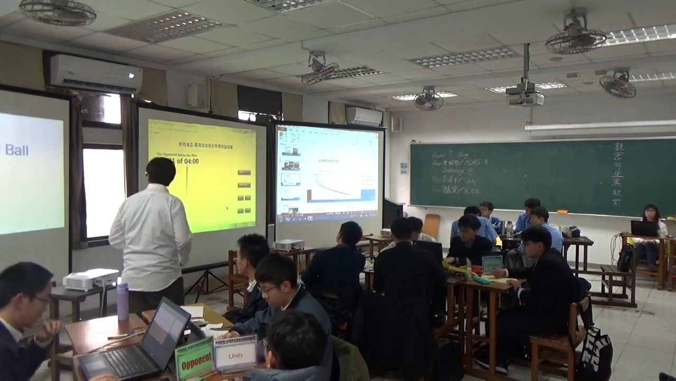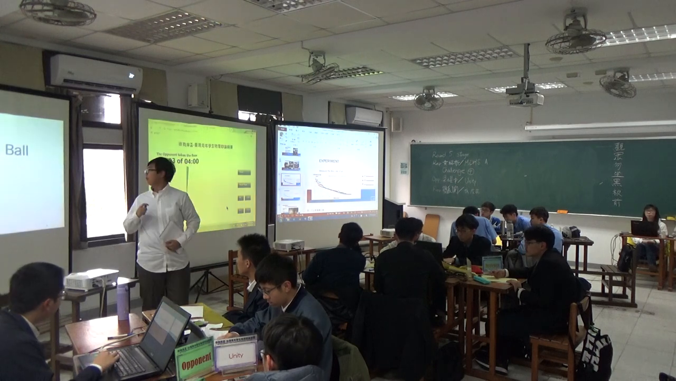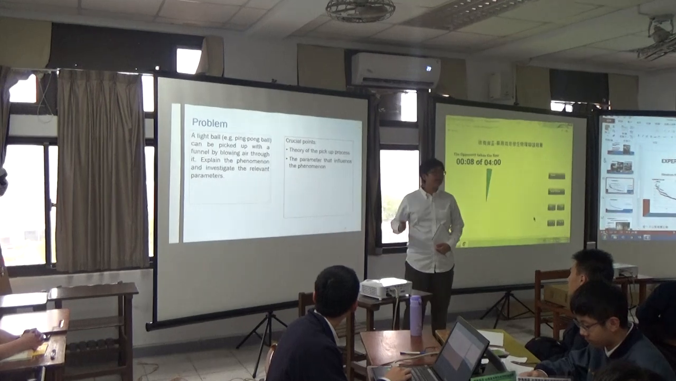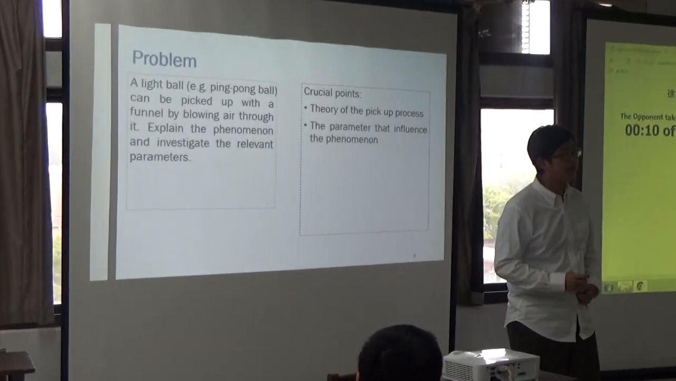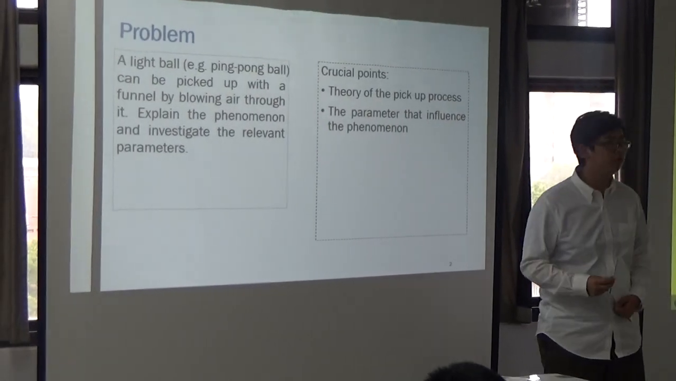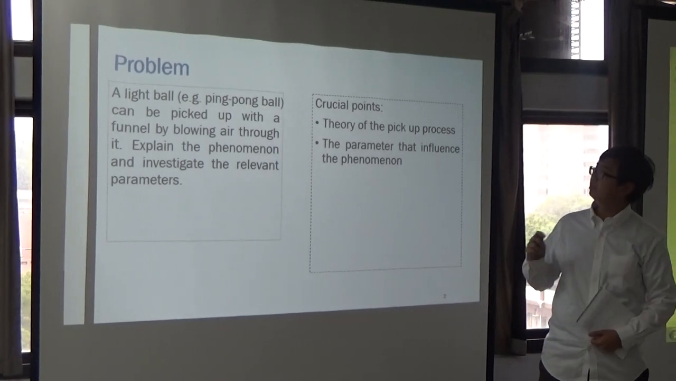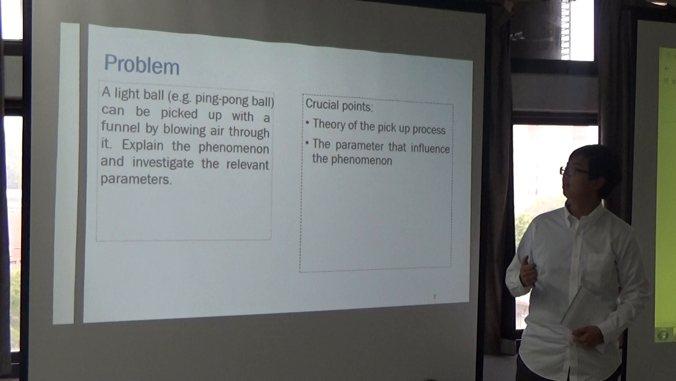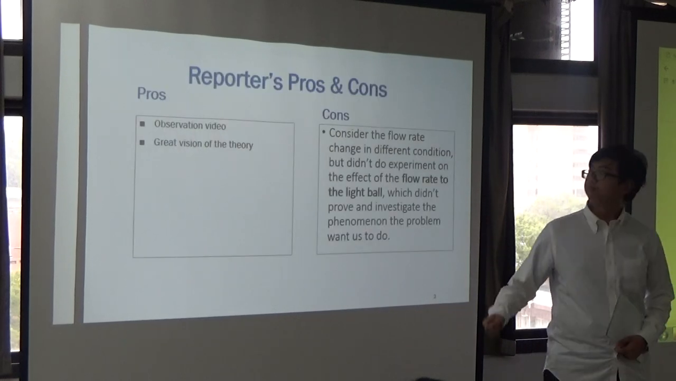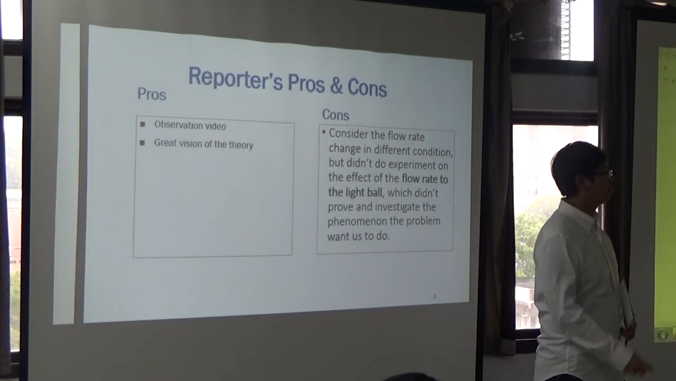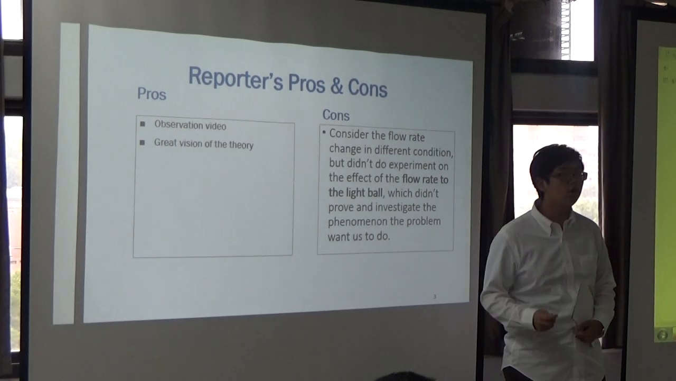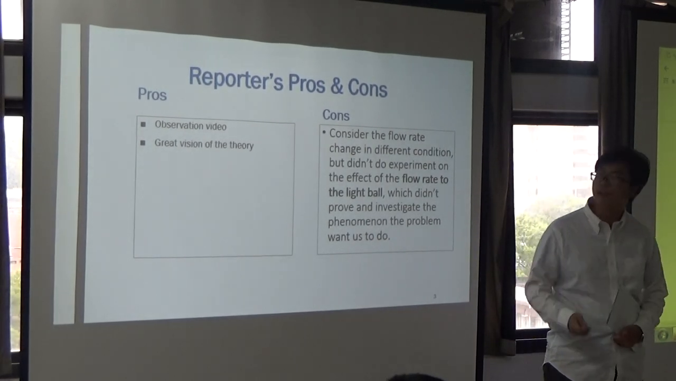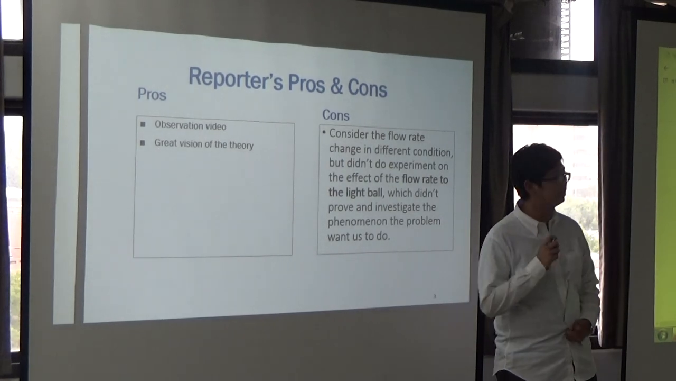Honorable judges, ladies and gentlemen, we are team Unity and the opponent of problem number 4, Vulnerable. According to the problem statement, we think there are some crucial points the reporter needs to address in an experiment, which are the theory of the pick-up process and the parameters that influence this phenomenon. Now let's talk about the reporter's pros and cons. The reporter's pros are that they have a very clear observation video, and they have a great vision of the theory.